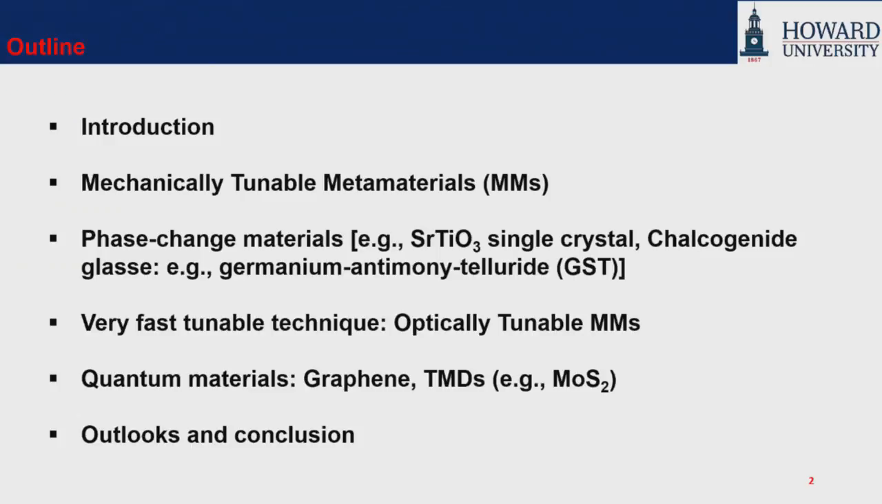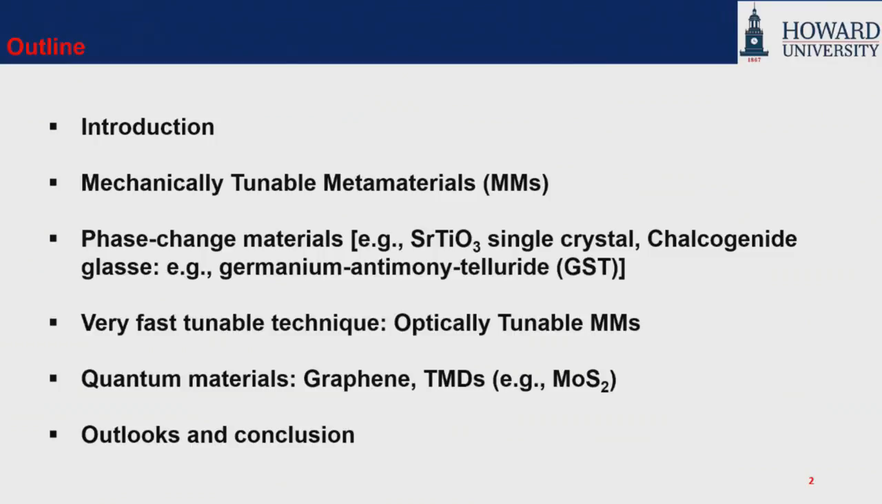This is the outline of my presentation. I'm going to give an introduction about metamaterials. Then we will see some examples of tunable metamaterials, including mechanical stimulation using phase change materials. We have two different examples: one using strontium titanate, a single crystal, and another based on germanium antimony telluride, GST, which is a chalcogenide glass.